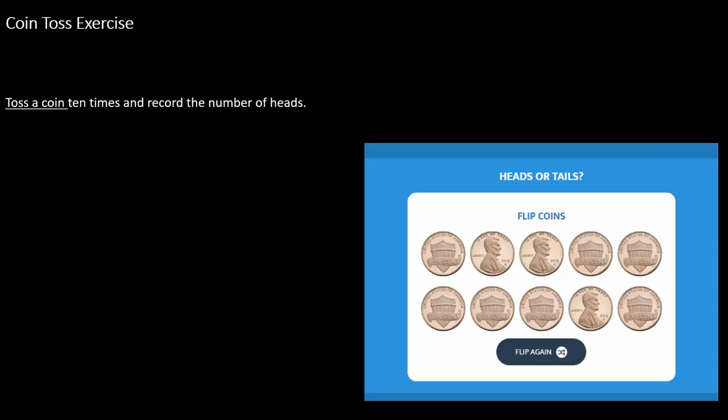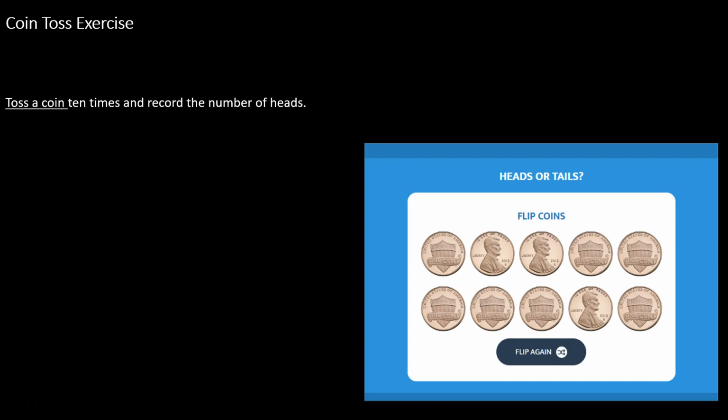Recording the results from a coin toss is a perfect example of measuring a discrete random variable. We'd like to toss a coin 10 times and record the number of heads, but the only simulator I could find tossed 10 coins at once, so we're going to do it a little differently. We'll toss 10 coins 1 time each, and then we'll record the number of heads.